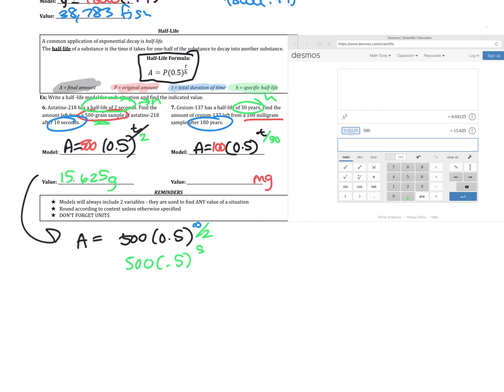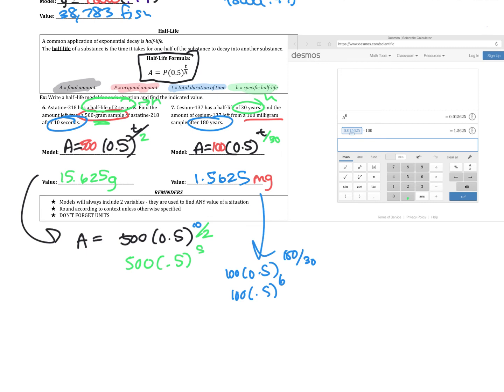To evaluate that, we're going to say 100 times 0.5, and it says we're evaluating this after 180 years. So 180 divided by 30, so 100 times 0.5 to the 6th power. So we're going to do that on a calculator, 0.5 to the 6th power, and then multiply that by 100. So that's going to give us 1.5625. Again, don't round. The problem didn't tell us where to round, so it's safer just not to. So 1.5625 milligrams, and again, we're not rounding there.